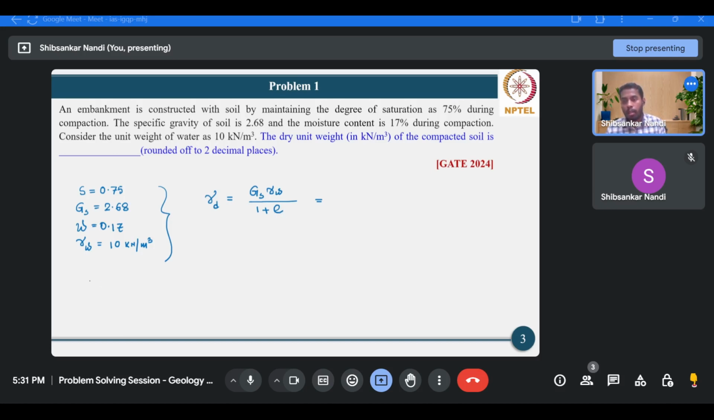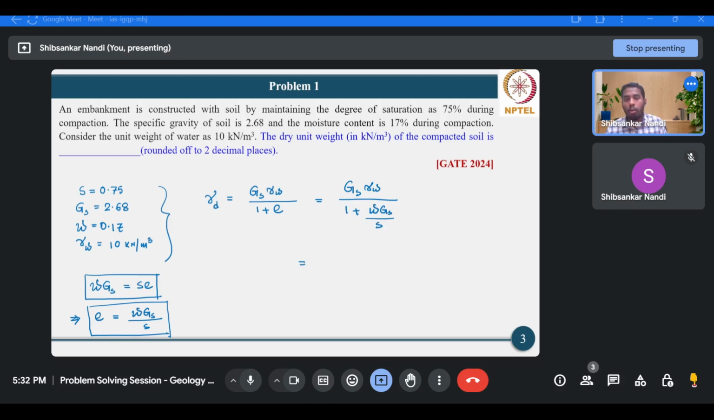We know there is one famous relationship between these parameters: water content, specific gravity of soil solids, degree of saturation, and void ratio, that w Gs equals S into e. This is derived based on the index properties of soils. So w Gs equals S into e. Therefore we can obtain the e value from this modified equation, that is w Gs by S. We can substitute this expression in the previous equation, so it will become 1 plus w Gs by S.